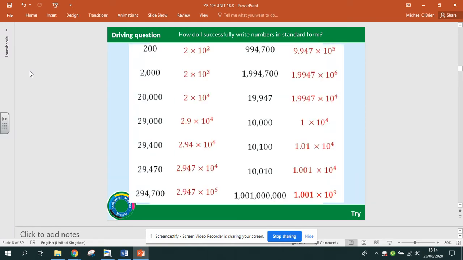Okay, so here are our answers. 200 changes to 2 times 10 squared, or 2 times 10 to the power 2. 2,000 changes to 2 times 10 to the 3rd. 20,000, 2 times 10 to the 4th. 29,000, 2.9 times 10 to the 4th. 29,400, 2.94 times 10 to the 4th. 29,470, 2.947 times 10 to the fourth. 294,700, 2.947 times 10 to the fifth.